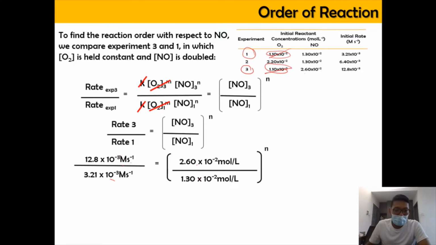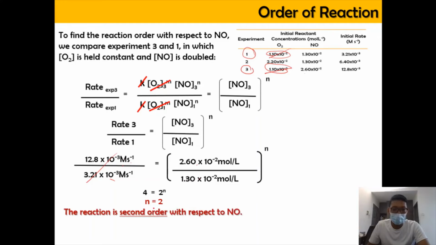So once you do the math, you will get 4 here, and here you will get 2 to the power of N. And as you know that 4 is 2 to the power of 2, hence you can say that 2 is equal to N. So you know that N is equal to 2. And as I mentioned, do not leave the answer hanging like this. You have to make the conclusion where the reaction is second order with respect to NO.